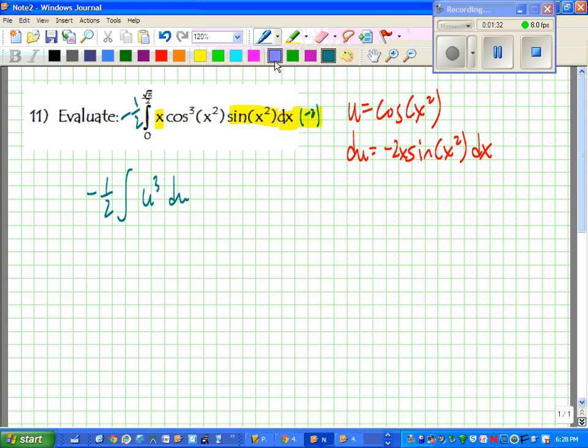And remember, we do have to change these right here. So we're going to put square root of pi over 2 in for x and 0 in for x. If we put square root of pi over 2 in for x, we square it, we're going to end up with pi over 4. So we're trying to figure out what's cosine of pi over 4, and that is root 2 over 2. If we put 0 in there, cosine of 0 is just 1.